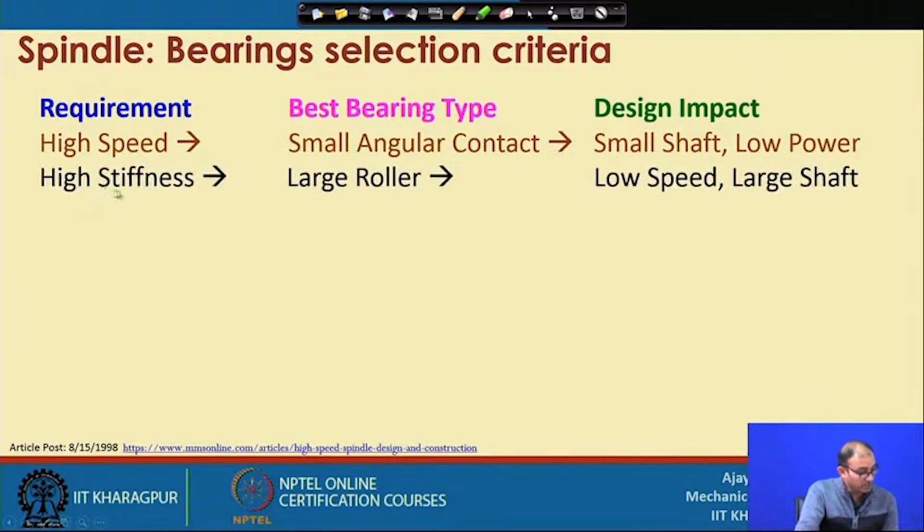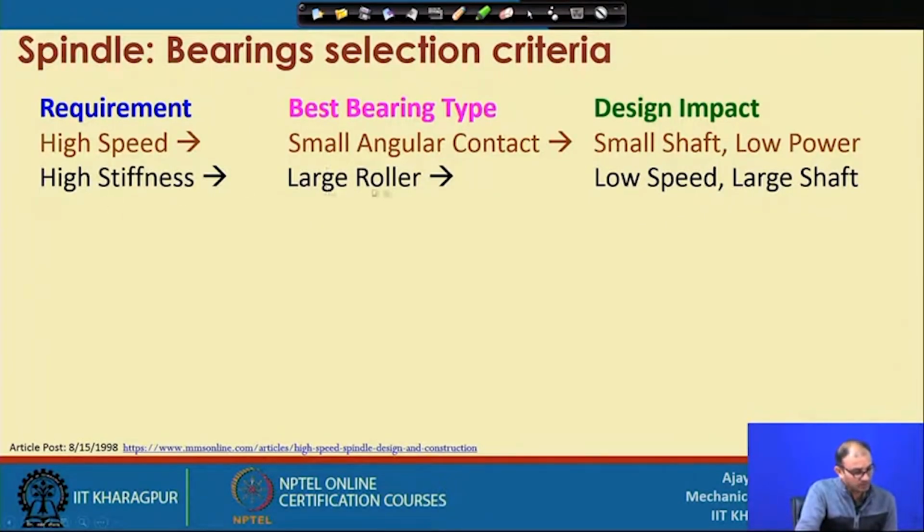Now, if your requirement is high stiffness, that means it is going to operate under some type of aggressive machining, like when the depth of cut is very high and the material is very hard, at that time you need high stiffness, because you do not want your bearing or the spindle to get loose, or, what we can say, to deform internally because of these external forces.